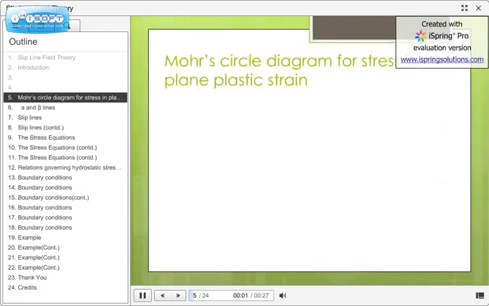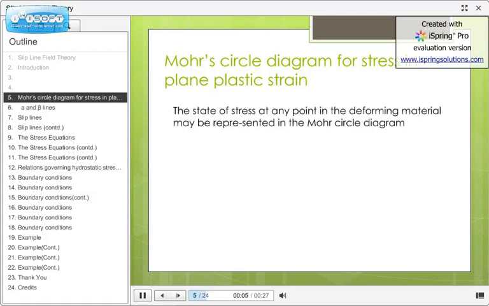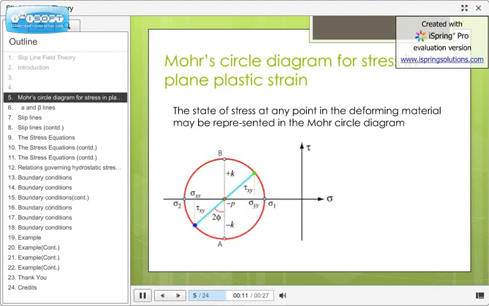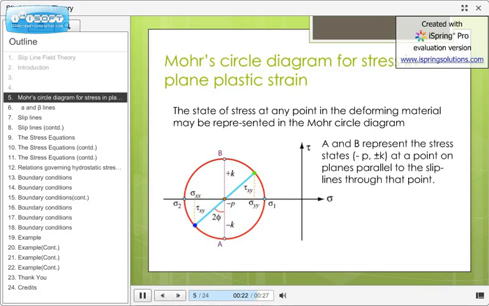We now look at the Mohr circle diagram for stress in plane plastic strain. The state of stress at any point in the deforming material may be represented in the Mohr circle diagram. In this diagram, P shows the hydrostatic pressure, K shows the pure shear strength, sigma 1, sigma 2, sigma 3 are principal states of stresses, whereas A and B represent the stress states at a point on planes parallel to the slip lines through that point.